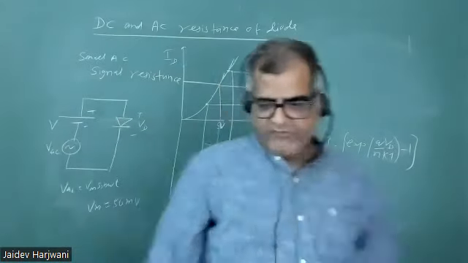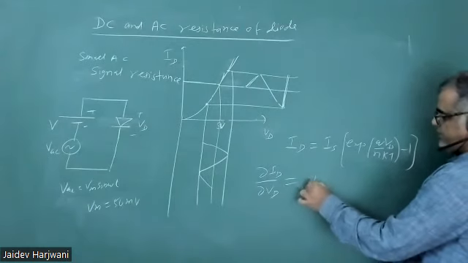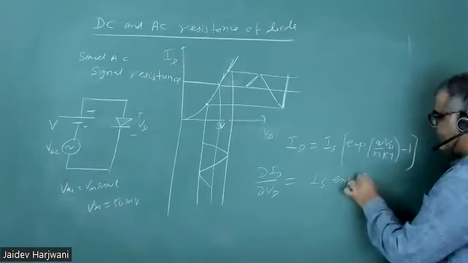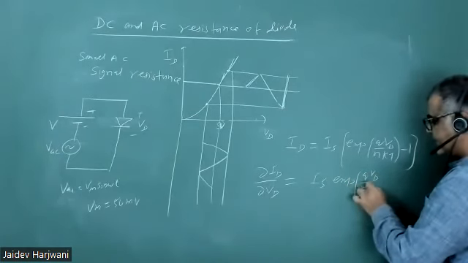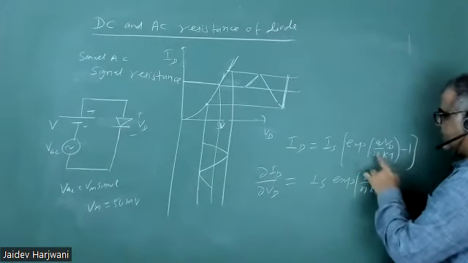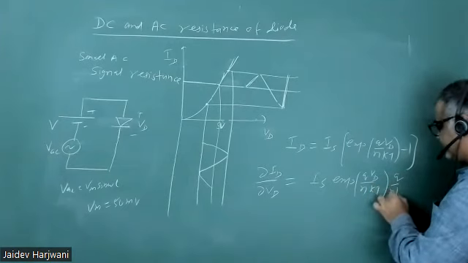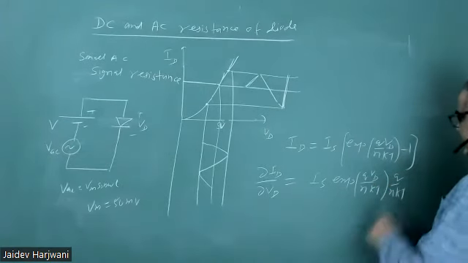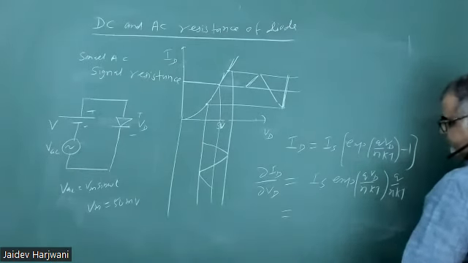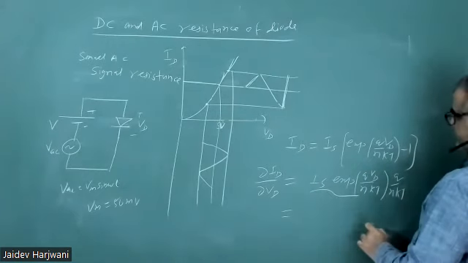So if I now differentiate this one, this will give me IS exponential QVD upon NKT. And if I differentiate this one again, this will give me what? Q upon NKT, and this minus 1 will be 0. And this will become what? This is again your ID. Yes or no?